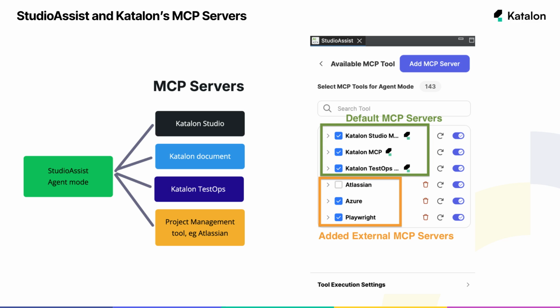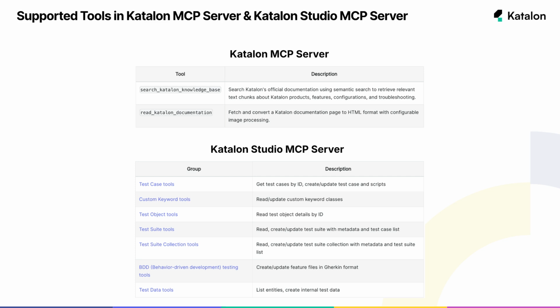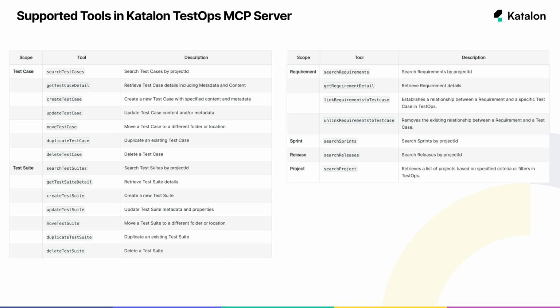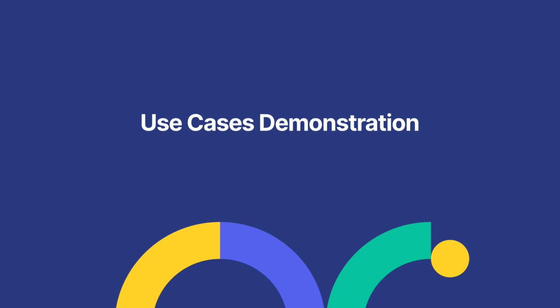Studio Assist's agent mode interacts with multiple MCP servers, including Catalan Studio, Catalan Document, and Catalan Test Ops, as well as external project management tools like Atlassian. The Catalan MCP server supports tools for searching the knowledge base and reading documentation. The Catalan Studio MCP server offers tools for test cases, custom keywords, test objects, test suites, BDD, and test data management. The Catalan Test Ops MCP server provides extensive tools for managing test cases, test suites, requirements, sprints, releases, and projects within Test Ops.